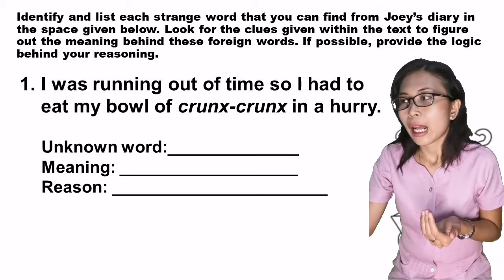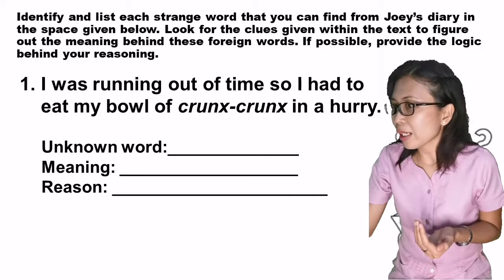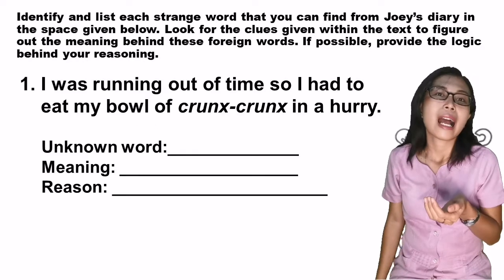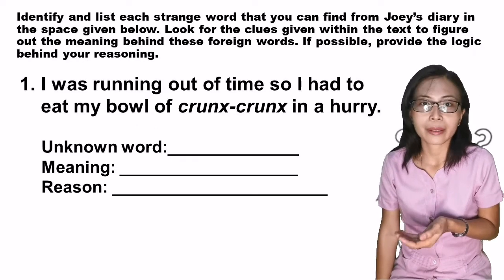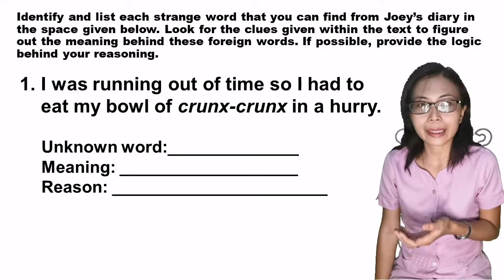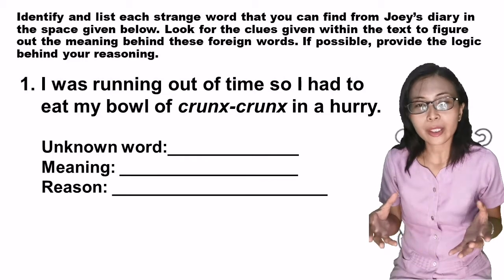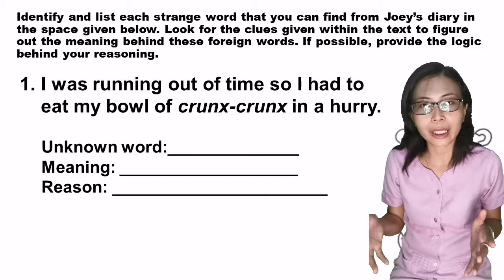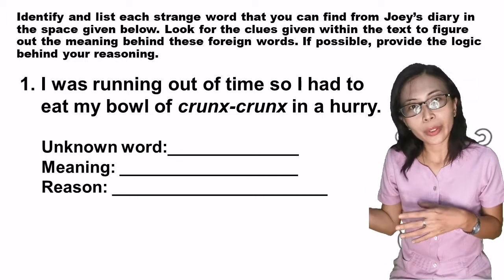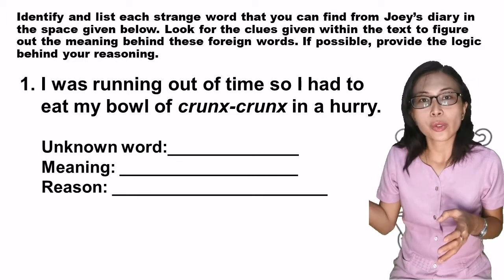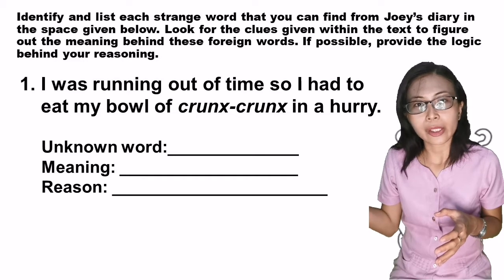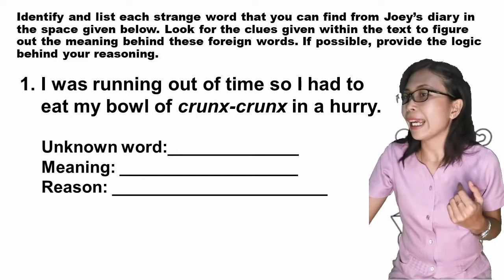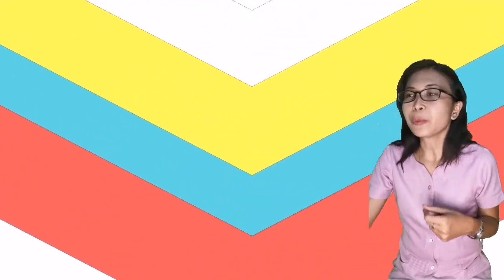Therefore, the unknown word is crunch, and the meaning of crunch is a bowl of food. The reason is the situation that we need to eat something before we go somewhere else, especially when we go to work or go to school in the morning. So we have to take our breakfast. Okay? So bravo, group 1.